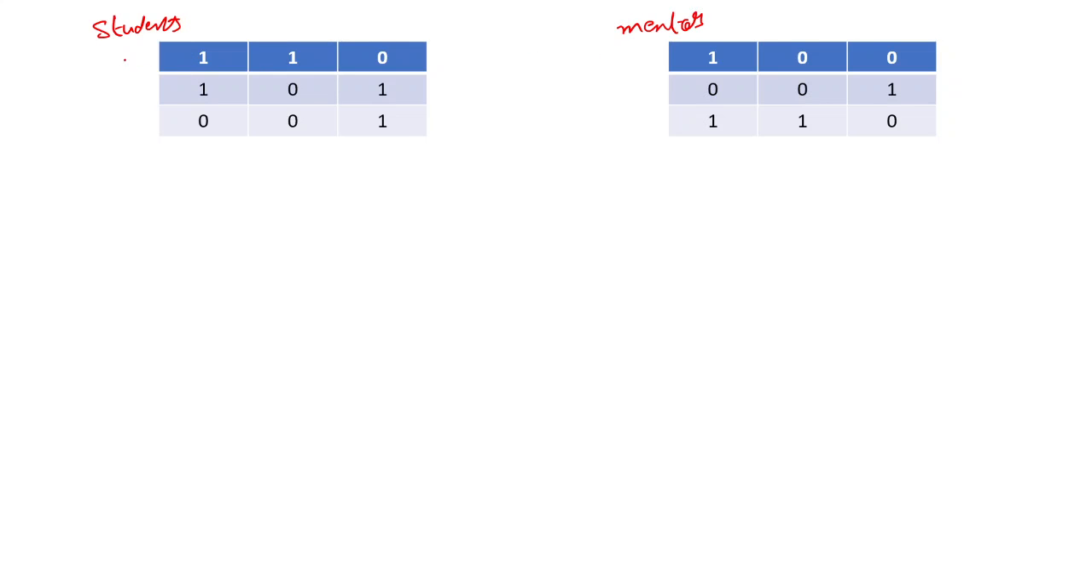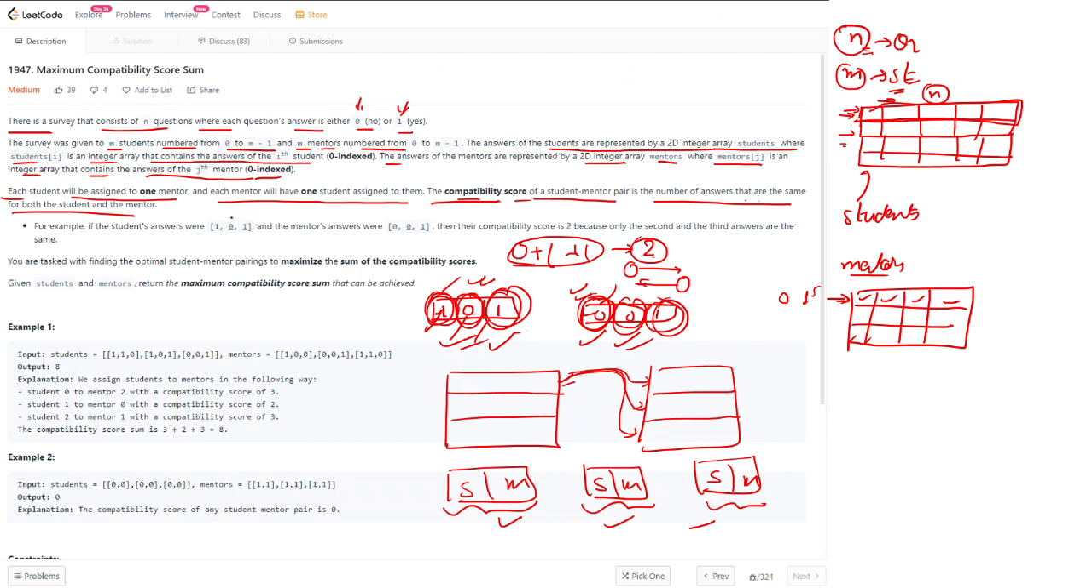So this is the first student, this is the second student, this is the third student, this is the first mentor, second mentor, third mentor. So what we have to do is look at the constraint in this problem. The constraint is m, n less than or equal to 8. By seeing this, we get an idea that the constraint is very small, and hence we can use a high intensive algorithm as well.